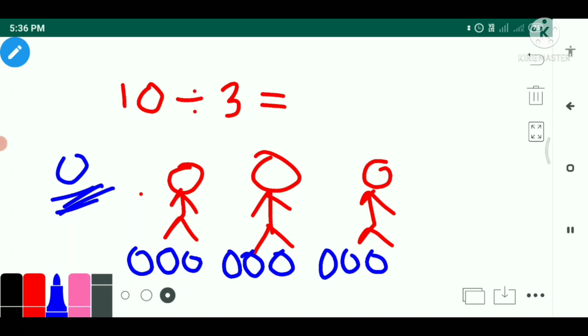Remainder. So after dividing any number, we can get a remainder. If the remainder is 0, that means our sharing is completed. There is nothing left out. If the remainder is 1, that means one thing is unshared, which is left out. If the remainder is 2, then 2 things are there which we can't share.